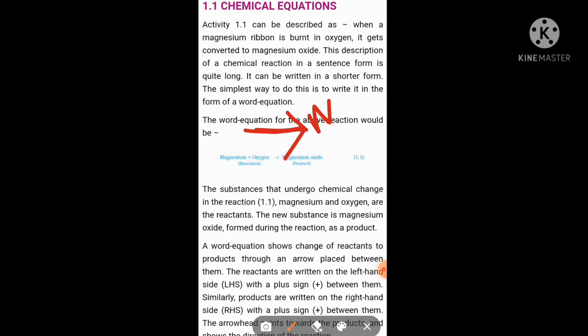Okay. This is called a word equation. This side is called LHS, left hand side, and this side is called RHS, right hand side. Here there is a plus sign between the two reactants and this is an arrow. This shows the direction of the reaction, meaning in this reaction the product formed is magnesium oxide.